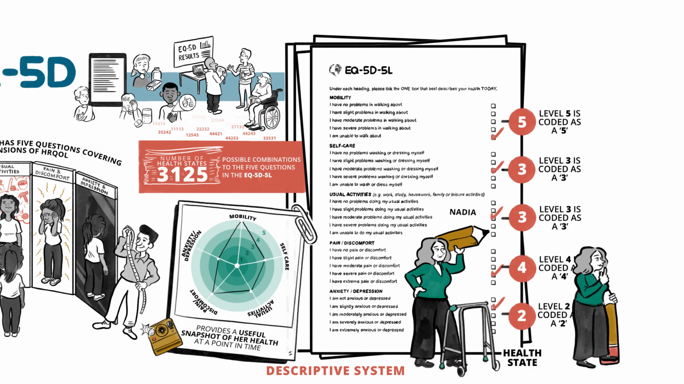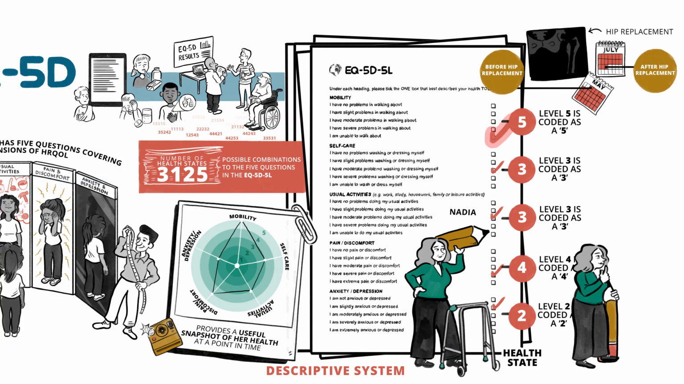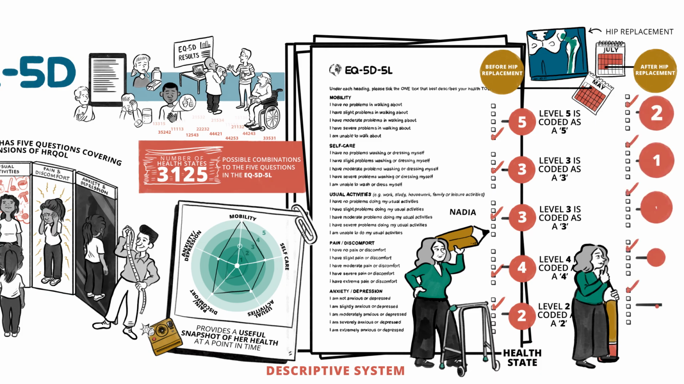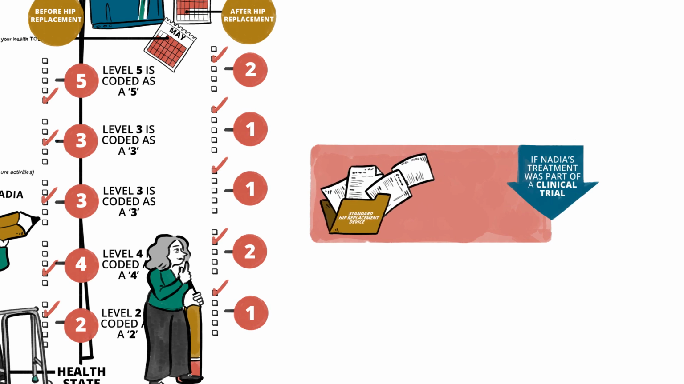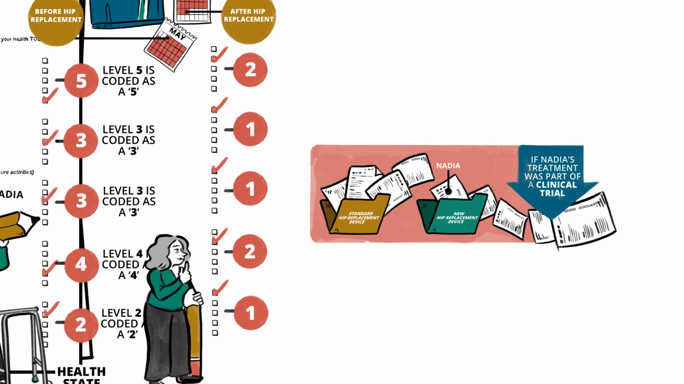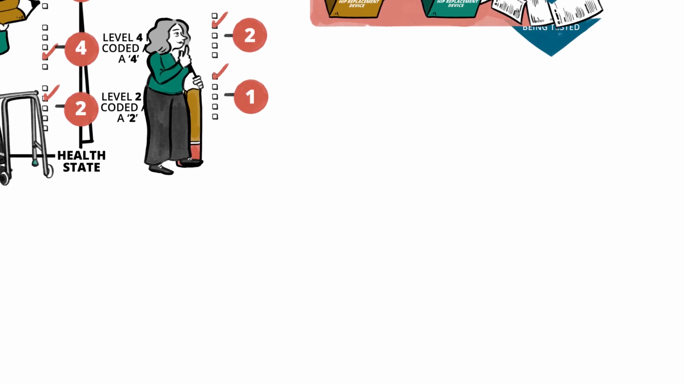If Nadia completes the questionnaire again later, then changes in her health-related quality of life can be captured. For example, before a hip replacement, Nadia might report being unable to walk around, but might report only slight problems afterwards. We would likely see improvements on other EQ-5D dimensions as well. Nadia could be involved in a clinical trial. In this case, her results would be just one set of results within the total study population.